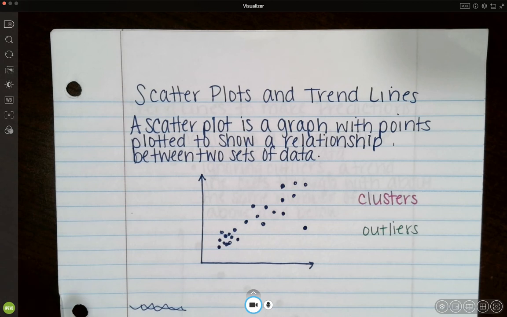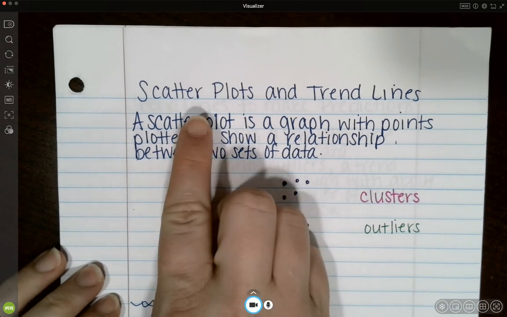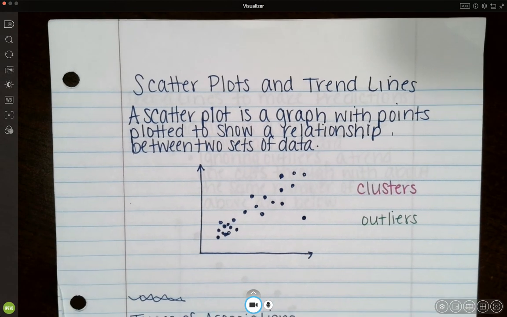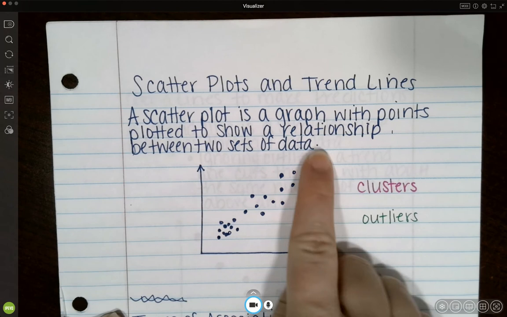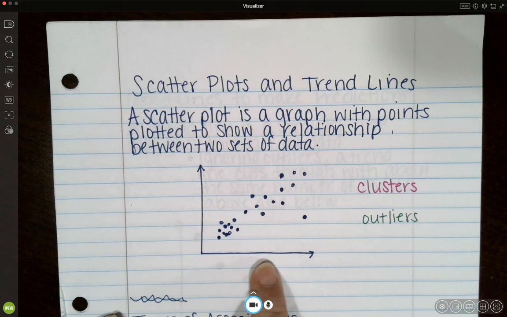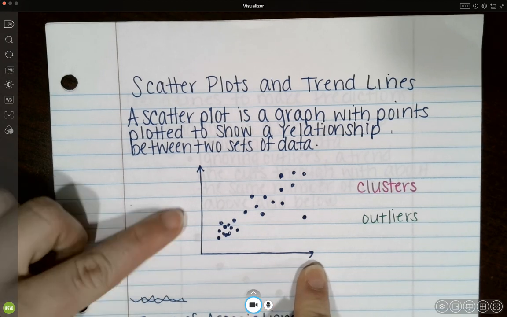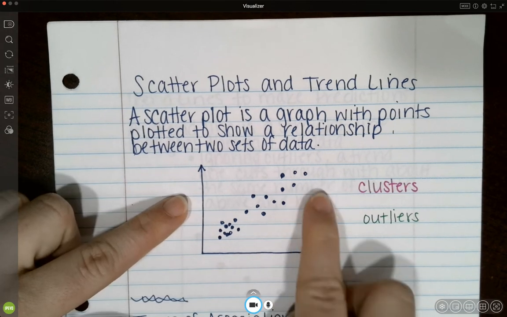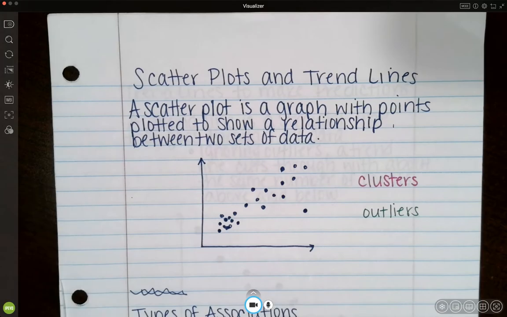All right, so in this video, we're going to be focusing in on scatter plots and trend lines. So the first thing we have to do is understand what exactly is a scatter plot. A scatter plot is just that. If I were to scatter something all over the floor, it's just a bunch of data on a graph, showing the relationship between two sets of data. So as my x travels to the right, what is happening to the y? A scatter plot is simply dots on a graph showing forms of relationships.